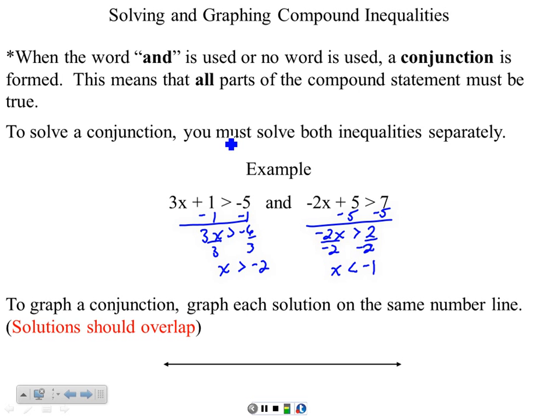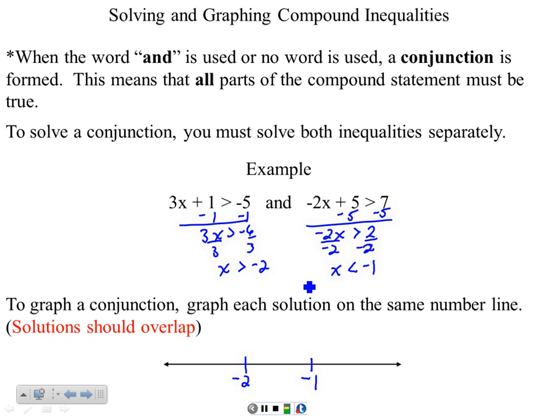So there's our solutions. Now, when you graph a conjunction, you graph each solution on the same number line, and these solutions should overlap. So let's see what happens. Since this is a conjunction, that means your graph should converge, which means it comes together. So let's put negative 2 and negative 1 on the number line.